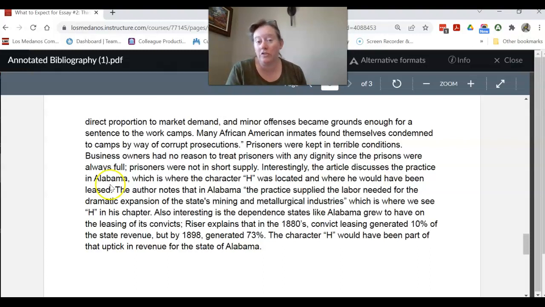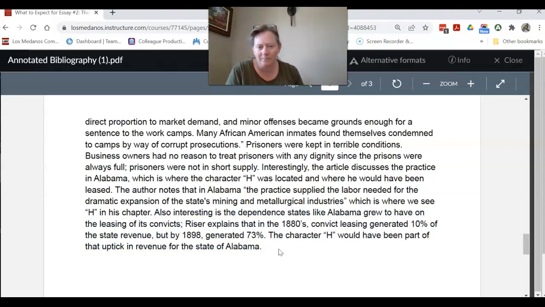I would encourage you to do the same. If you notice things that are happening in what you're researching and you're like, oh my gosh, this is an absolute parallel to what's happening in the book, great, talk about it in your annotated bibliography. That's kind of what I'm doing here. Especially here towards the end, right? The article talked about how much state revenue jumped in particular years in Alabama, and that character H would have been part of that jump. And so that's what I included in here.